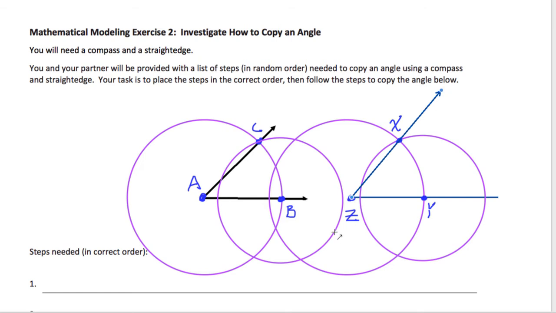Ooh, look at this. Notice that copying an angle and bisecting the angle had the same first steps. We needed to have a point that was equidistant from the vertex of the angle. B and C were created by creating a circle around A. We did the same thing for copying an angle and bisecting an angle. The only difference is for bisecting the angle, we needed to find a midpoint. For copying an angle, we just had to measure the distance of the angle, this distance between B and C, and copy that distance over here.